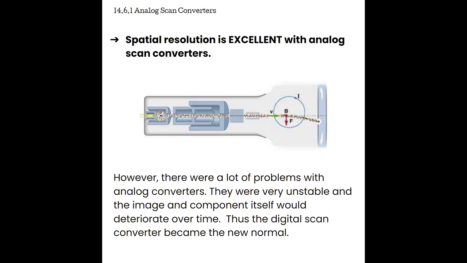The whole science behind analog scan converters is well beyond the scope that we need to know, but just know that we originally did have these analog scan converters, and although they had that excellent spatial resolution, there were actually a lot of problems with them as well. They were very unstable, and the image component itself would start to deteriorate over time. So we needed something better, and that's where we come in with the digital scan converter.